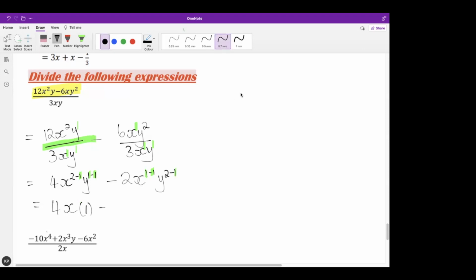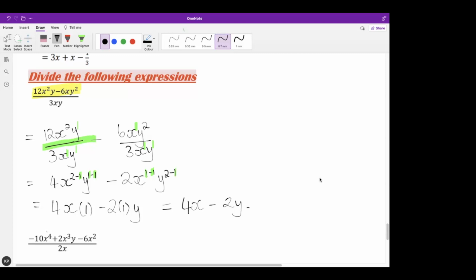Minus 2, and again, x to the power of 1 minus 1. What's 1 minus 1? It's x to the power of 0 again, which means it becomes a 1. And y to the power of 2 minus 1, which is just 1. Now let's multiply this, simplify it. It'll be 4x times 1, which is just 4x, minus 2y times 1, which is 2y.